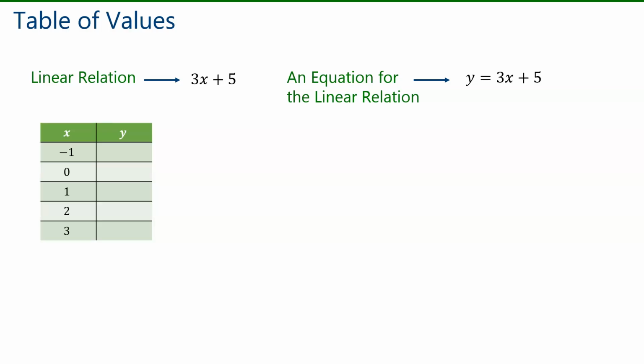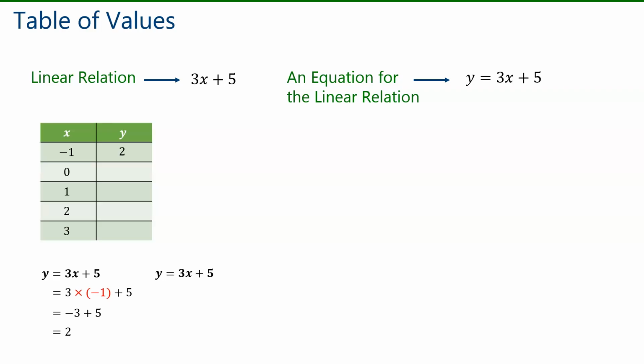And so we're going to create a table of values for this equation. And it's going to be exactly the same process as we did in the previous video, except now we have an equation instead of just a relation. We start with the equation, y equals 3x plus 5. And just like before, we simply substitute x equals -1 in place of x, and we evaluate. So 3 times -1 is -3, and -3 plus 5 equals +2. So the first output, or the first y value in our table, is 2.